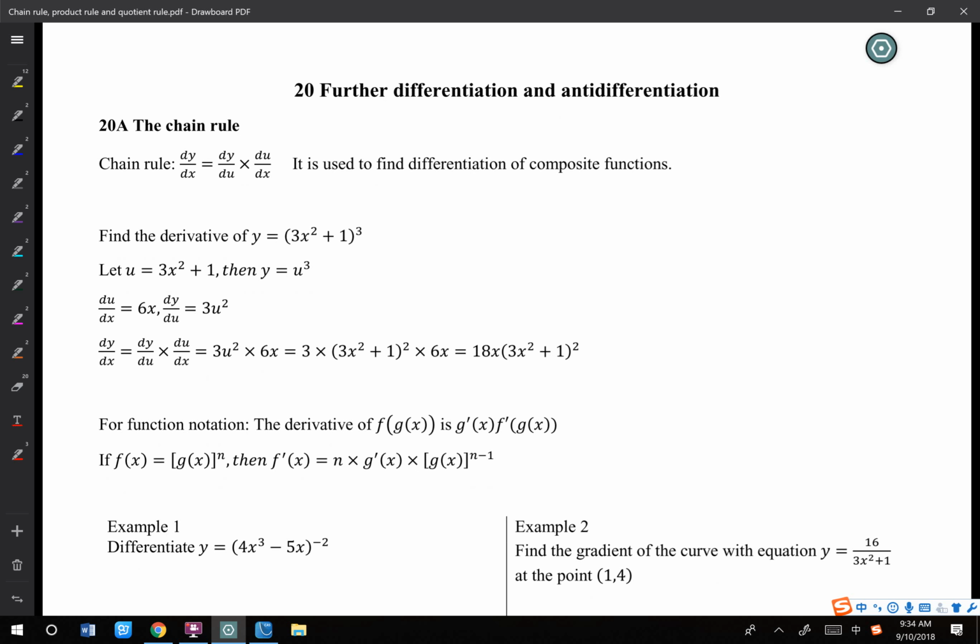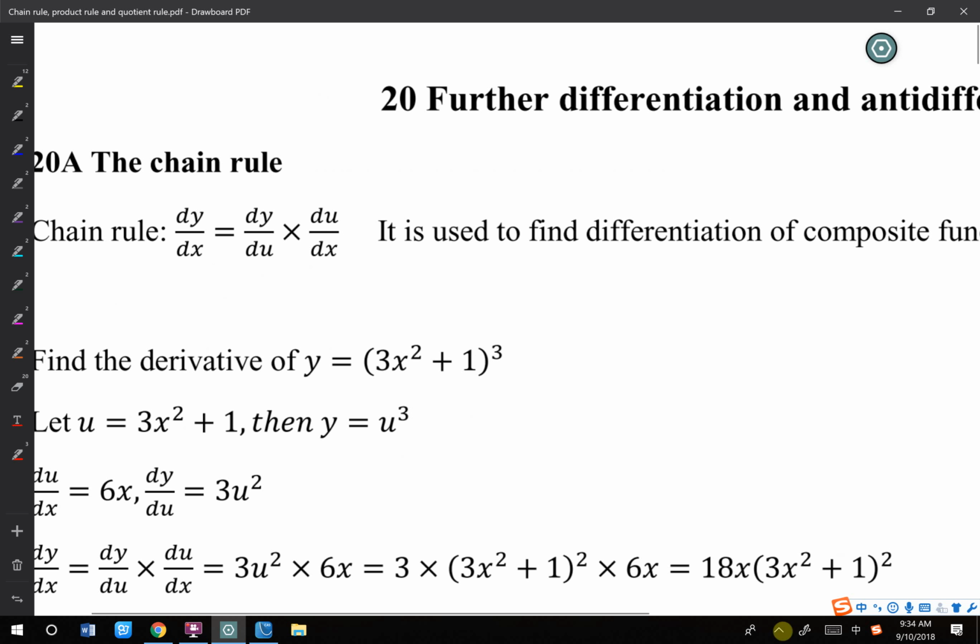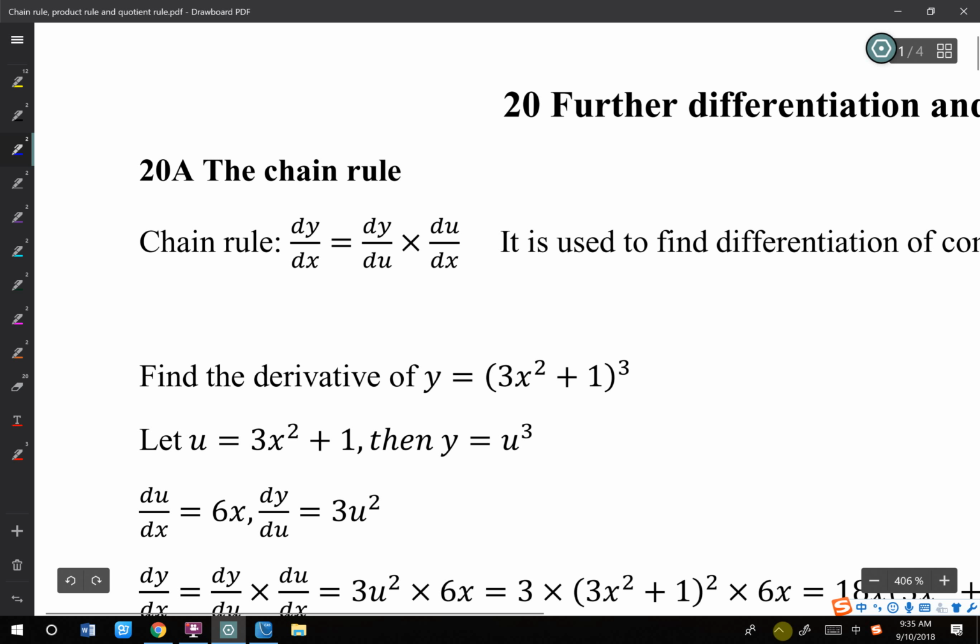Okay, for chain rule, what is chain rule? It's not really true, but you can think about it this way: dy dx is dy du, where u is another variable, times du dx. It's quite a lot I need to go through for the chain rule. So dy dx is dy du times du dx.